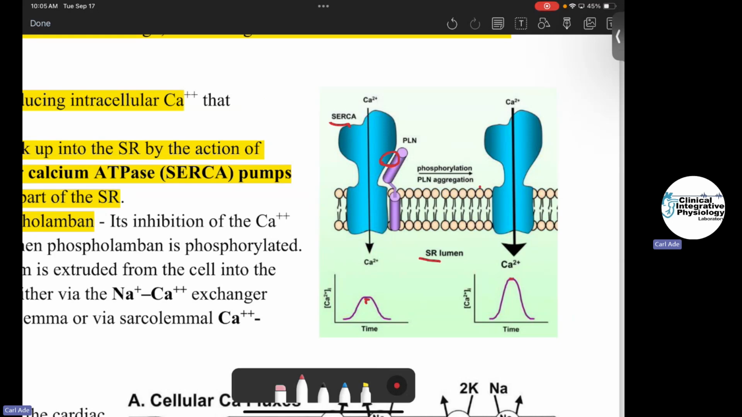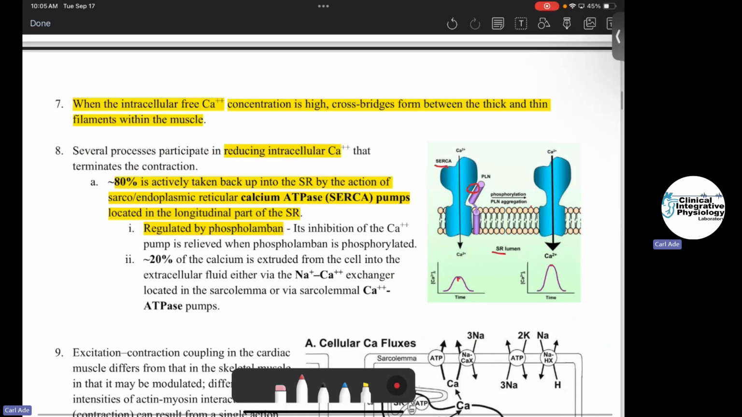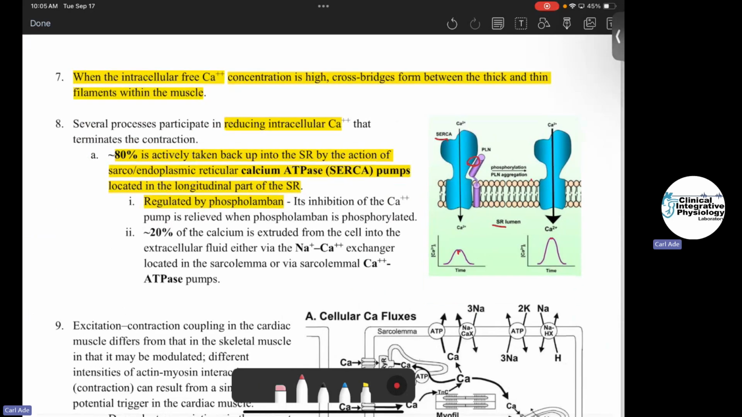And what we're going to find, you're going to have to just trust me a little bit, is that this phospholamban is how we can improve the rate of relaxation during things like exercise, and how some external factors work. And about 20% of the calcium, we use the sodium calcium exchangers in the sarcolemma, and calcium ATPase pumps. Basically, we're pumping it out of the cell completely.